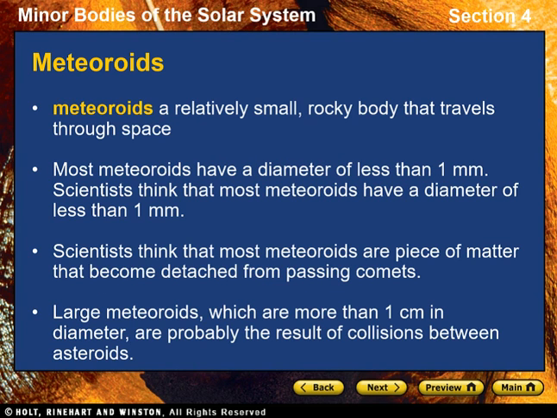Meteoroids. In addition to relatively large asteroids and comets, very small bits of rock and metal move through the solar system. These small rocky bodies are called meteoroids. Most meteoroids have a diameter of less than 1 millimeter. Scientists think that most meteoroids are pieces of matter that become detached from passing comets. Large meteoroids, more than 1 centimeter in diameter, are probably the result of collisions between asteroids.